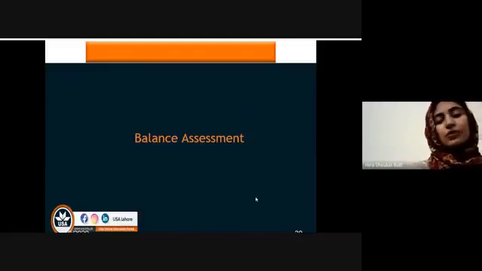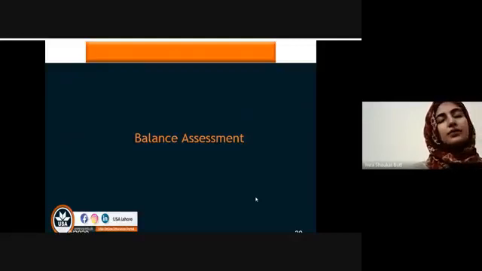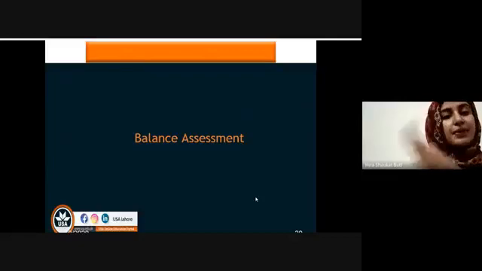In the balance assessments, before starting, we will go through the same sequence, starting with the history, and afterwards the specific assessment. Here we will discuss the balance assessment, so we will see the different tests. The 4 types of balance will be assessed through separate types of tests.